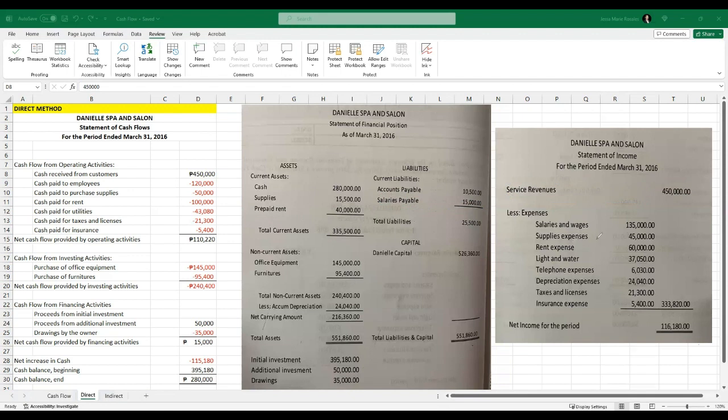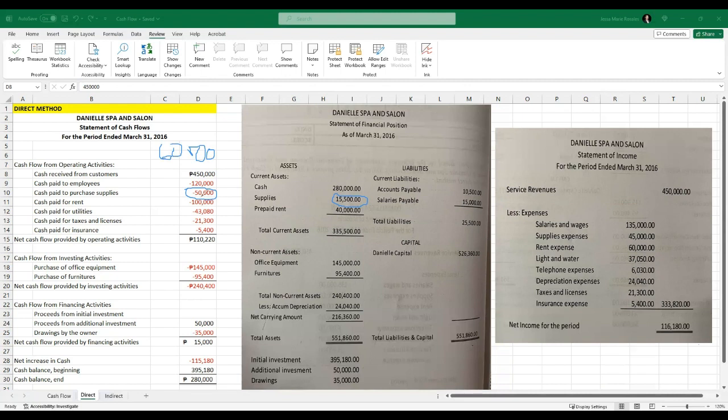Next, supplies expense, 45,000. Nganong diri 50,000? So naa tay supplies expense na 45,000, pero naa tay supplies nga nabilin sa asset na 15,500. So meaning, ang total na atong gi-purchase is 60,500. Sorry for the bad handwriting. Ang total supplies na gi-purchase is 60,500.